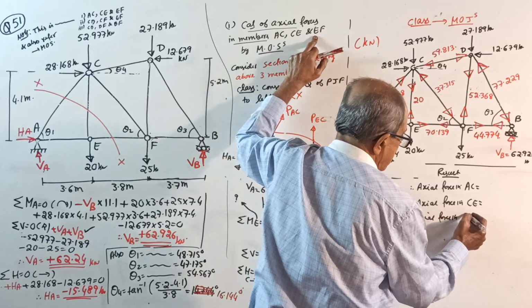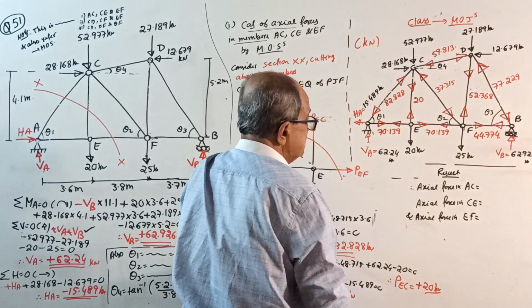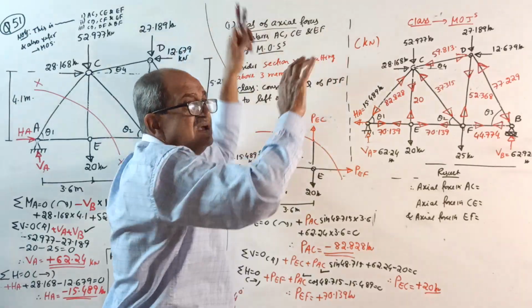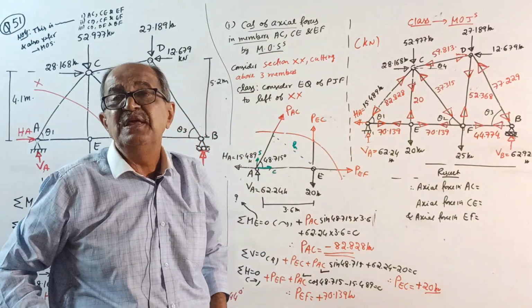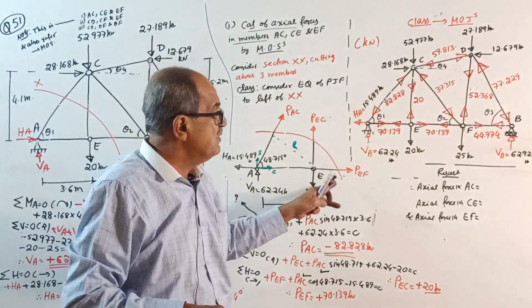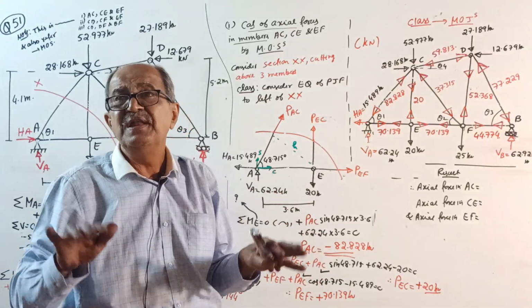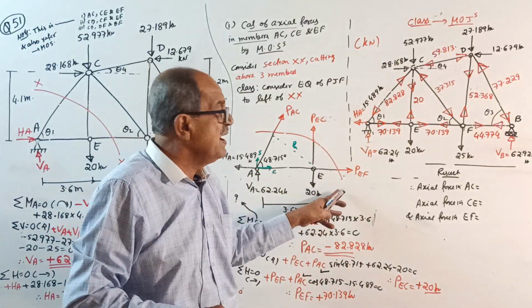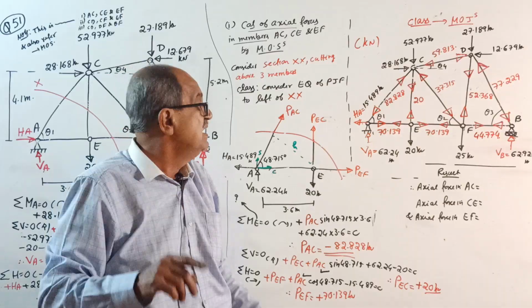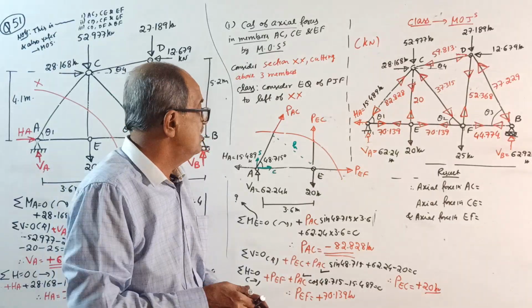EF equal to... See, I told you thousands of times, by taking the forces going outwards, you are considering the axial force to be tensile in nature. So wherever plus comes, without sign, write tension. Wherever minus comes, don't make a blunder, write minus and compression. Without sign, write compression.